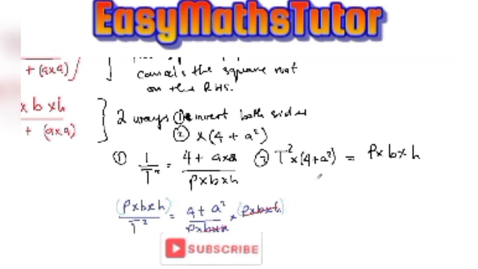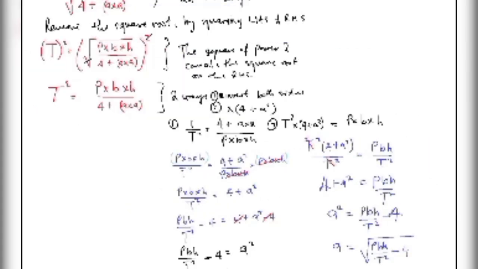Now the second method, we're simply going to divide both sides by t square. The expression will become 4 plus a square equal to pbh over t square, and then we move 4 to the other side by subtracting, and then we'll find the square root of both sides, giving us a equal to the square root of pbh over t square minus 4, and that is the final answer.